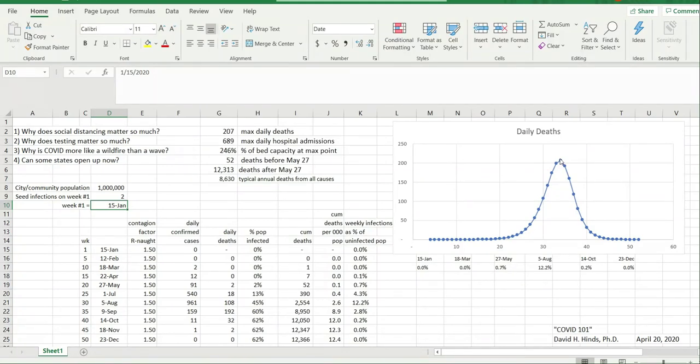So those are the key points I wanted to make. I'm not an epidemiologist. I would welcome any experts to challenge any of this. And so please take it with a grain of salt, but I do believe, at least from a general modeling standpoint, that these are all accurate conclusions.